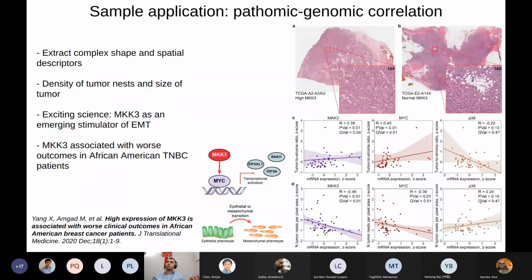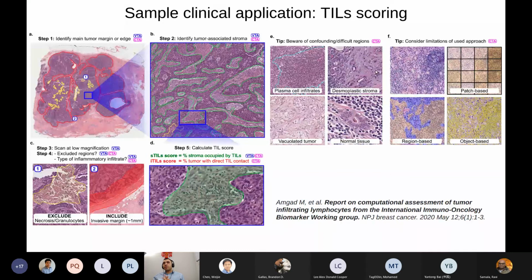Of course, this wouldn't be possible if we didn't have the data to map all of these structural elements in the slide. Another sample clinical application is scoring the tumor infiltrating lymphocytes, or TILs. As I mentioned earlier, these are becoming extremely important, and there's a lot of hype around them, justifiably so, because they're correlating very nicely with survival.